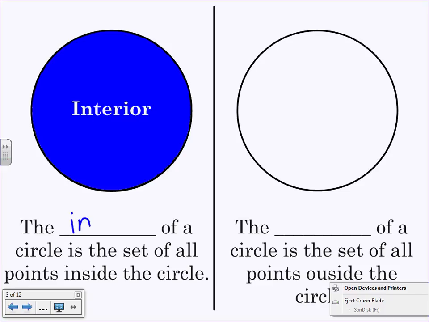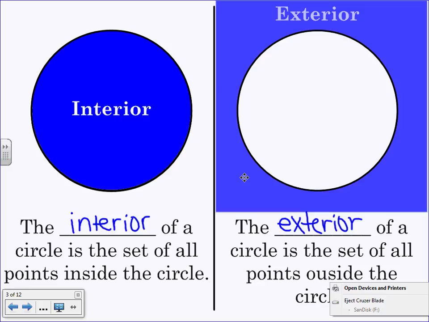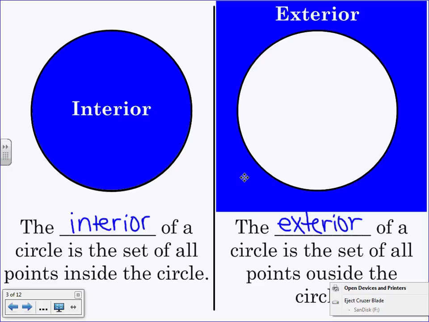So the interior of a circle is the set of all points inside a circle. So if I had a point and I graphed it anywhere inside the circle, we would consider that in the interior. So just the opposite, the exterior of the circle is the set of all points outside the circle. So if I took a point and graphed it outside the circle, it would be in the exterior of the circle.